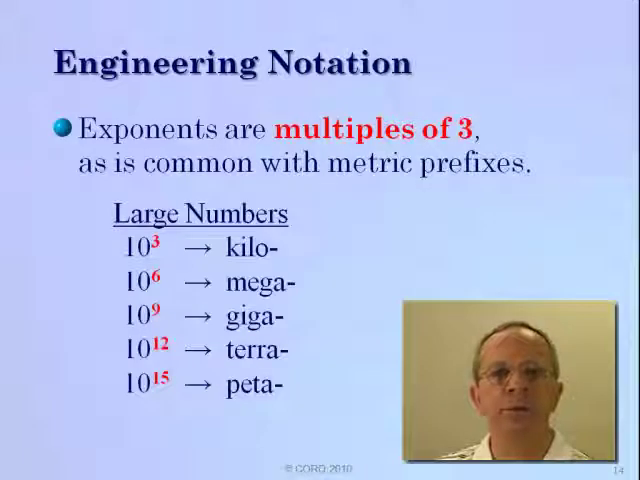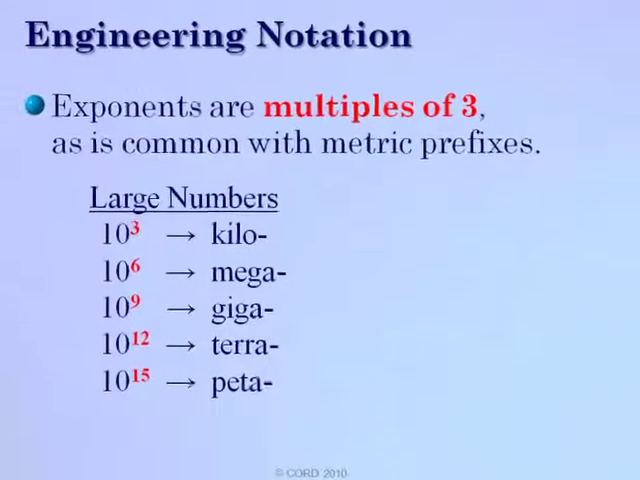Engineering notation is just slightly different from scientific notation because the exponents are always multiples of 3. So for very large numbers, our exponents will be like 10 to the 3 power, 10 to the 6th power, 10 to the 9th power, 10 to the 12th power, and so on. And you'll notice that those conveniently correspond to the prefixes that you are used to seeing in the metric system, as in kilo, kilometers, and kilograms. Or mega is a prefix, as in megahertz, or giga, tera, and peta.